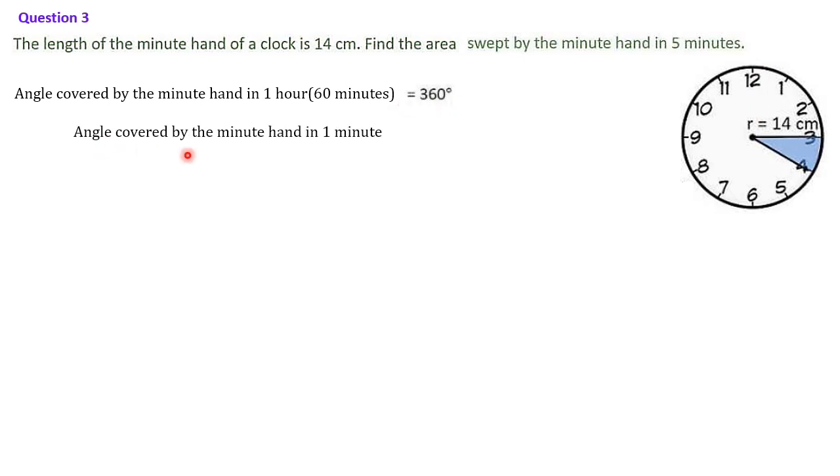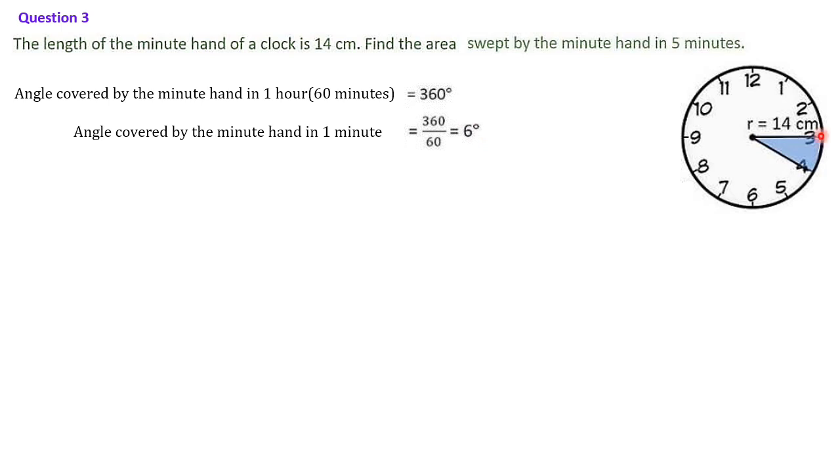Then the angle covered by the minute hand in 1 minute. 1 hour means 60 minutes. Then 60 minutes means 360 degrees. From 60 minutes, if you want to write the angle subtended by the minute hand in 1 minute, just divide 360 by 60, that is equal to 6 degrees. That means in 1 minute the minute hand will turn 6 degrees.